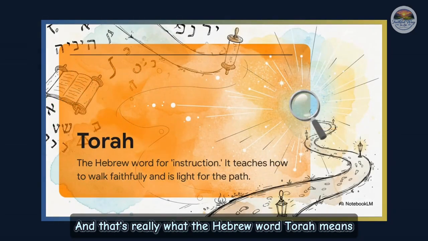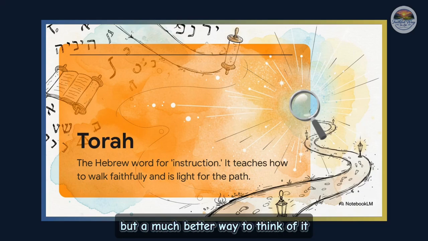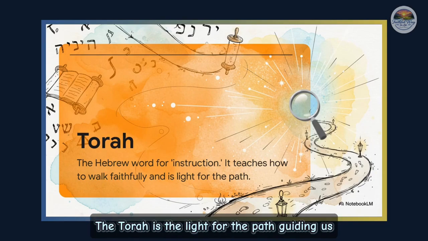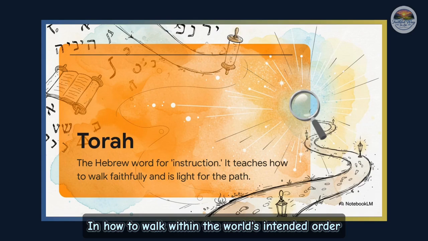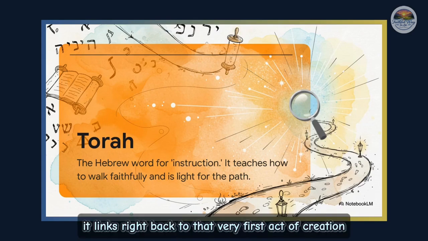And that's really what the Hebrew word Torah means. We often hear it translated as law, but a much better way to think of it is as instruction or teaching. And do you notice the connection? The Torah is the light for the path, guiding us in how to walk within the world's intended order. See? It links right back to that very first act of creation.